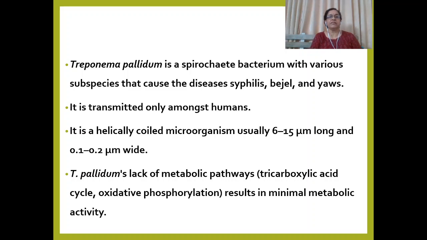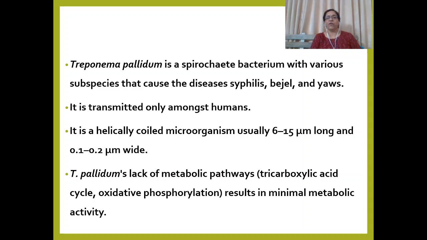Treponema pallidum is a Spirochete bacterium and various subspecies are observed. These subspecies were able to produce various diseases in human being, and these are nothing but syphilis, bejel, and yaws. One more disease is there called pinta, very rarely observed, but it is produced by the same genus Treponema. This one is basically a parasite of human being, that is transmitted only amongst human.